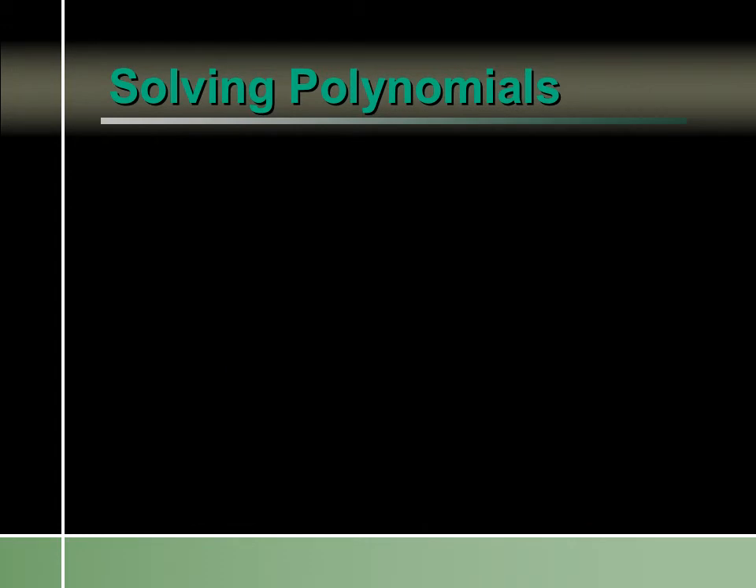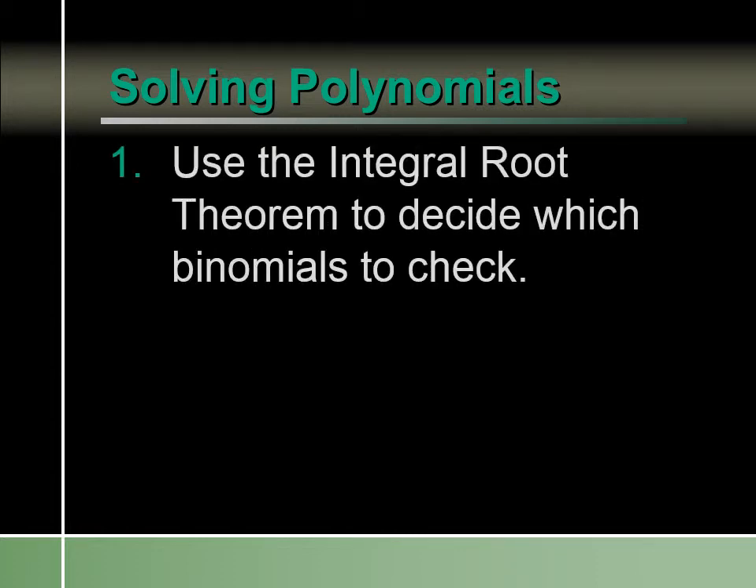All right, so now that we have learned all of this new information, we're going to put it all together and talk about how we can use all of that to solve polynomials. So let's go quickly over the steps. Step 1, decide what binomials we want to check using the integral root theorem. So we're only going to check a values that are factors of our constant term. Remember, they have to be factors of that constant term.